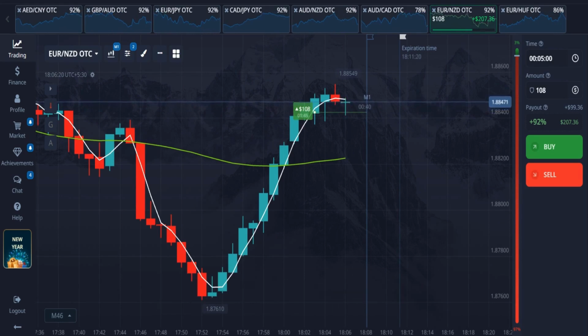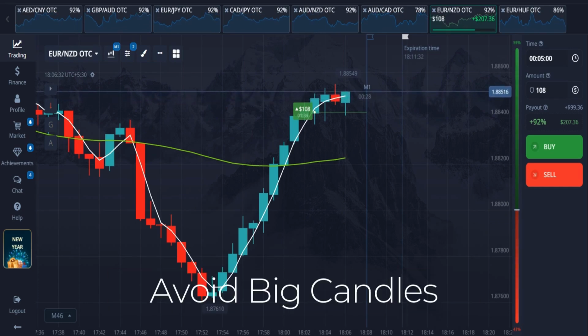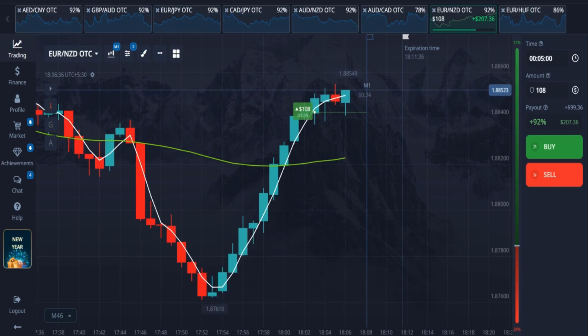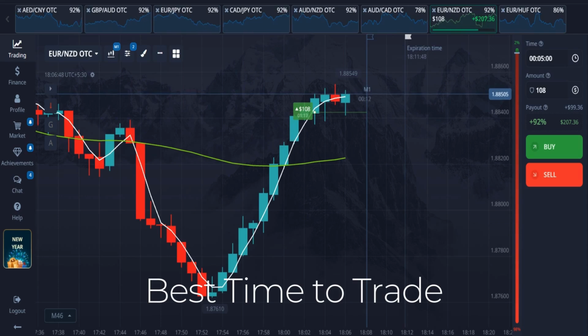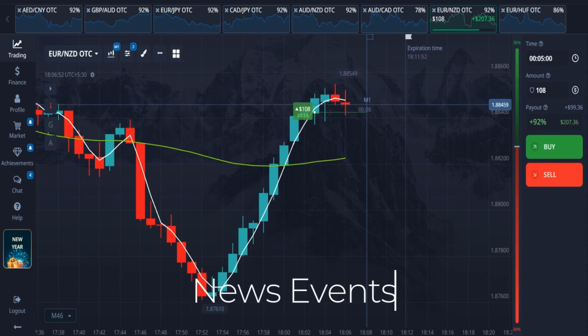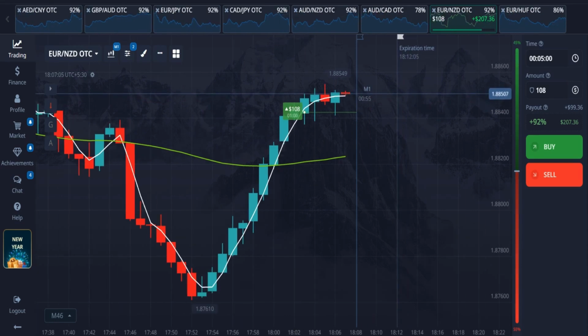Important notes: this strategy works best in trending markets. Stay away from flat or sideways markets. Large candles can disrupt the strategy's effectiveness. The European session and New York session are ideal for trading real markets due to higher volume and volatility. Do not trade during major news events, as they can cause unpredictable market movements. This strategy works well in both real and OTC markets.